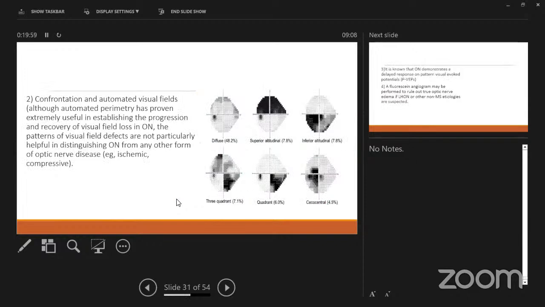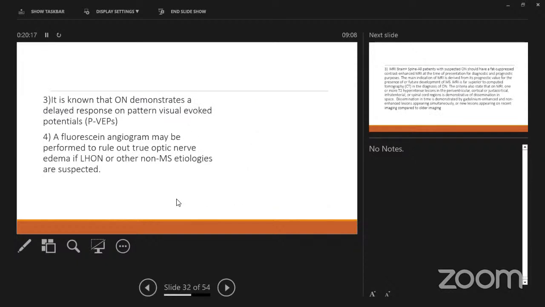Then visual fields, which can be either confrontation or by automation. The visual field pattern is generally not particularly helpful because it can be of various patterns: diffuse, superior altitudinal, inferior, three-quadrant, quadrant, or centrocecal. So there is no specific pattern to diagnose on visual field. Any of them can occur.